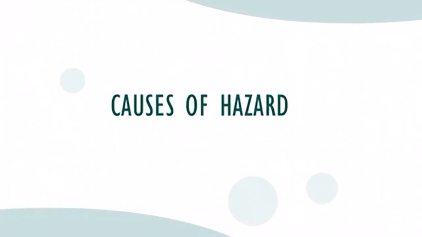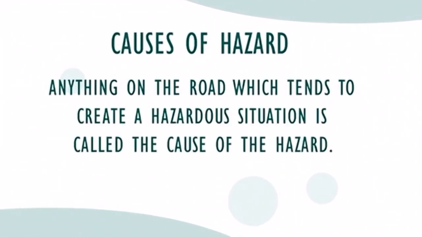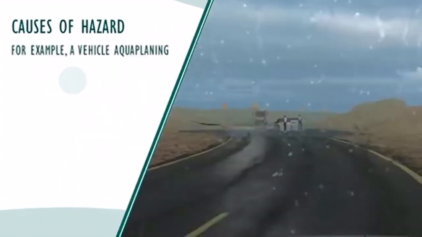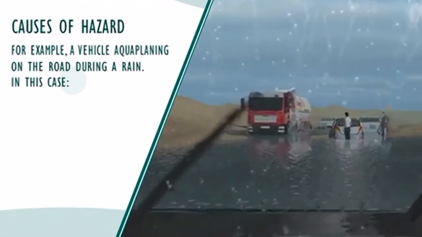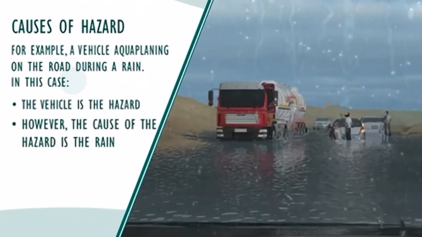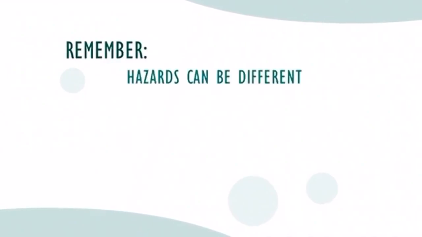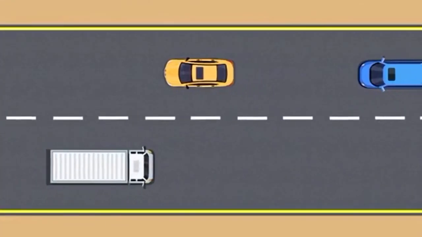Cause of hazard. Anything on the road which tends to create a hazardous situation is called the cause of the hazard. For example, a vehicle aquaplaning on the road during rain. In this case, the vehicle is the hazard. However, the cause of the hazard is the rain. Remember, hazards can be different depending on the area where the motorists are driving, such as residential areas, rural roads, freeways.